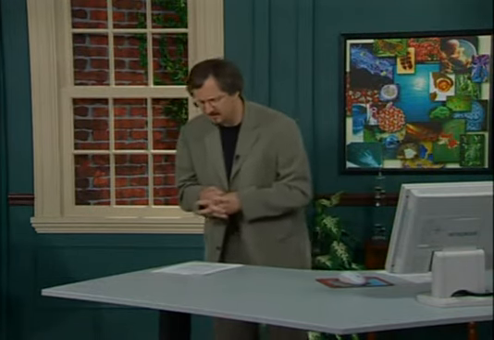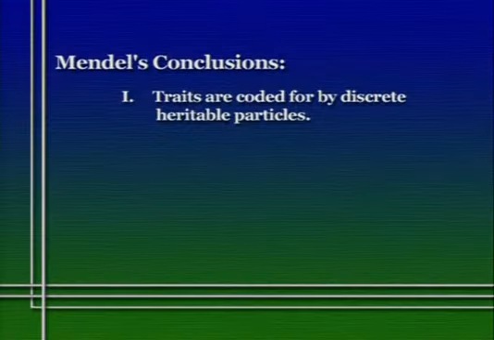In the last lecture, I described for you Mendel's famous first experiment, the so-called monohybrid cross, which led him to deduce many of the fundamental principles of genetics. Let me remind you at the start of this lecture of Mendel's main conclusions. First, he deduced that traits must be coded for by discrete heritable particles, things we call genes today, and that these heritable particles were transmitted as independent entities across generations.